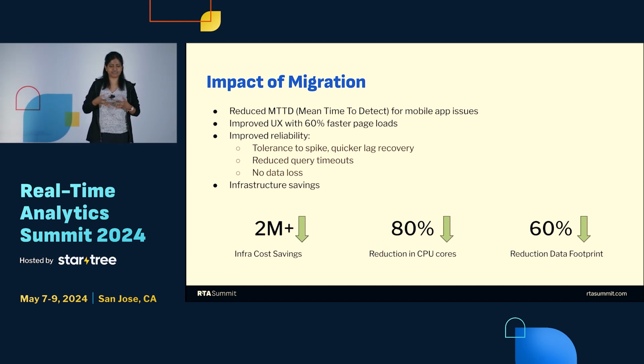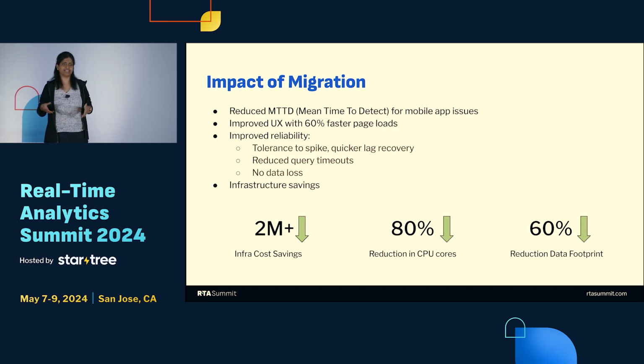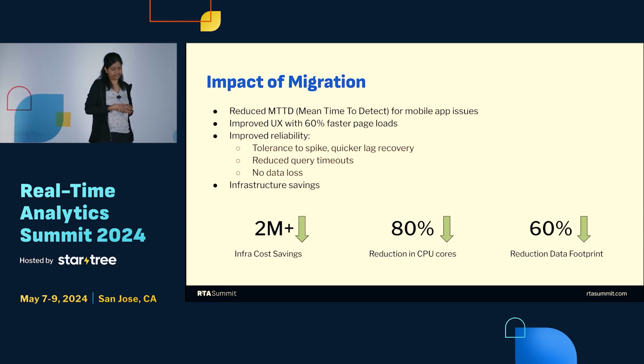And then the last one is the 60% reduction in the data footprint, because you are pre-aggregating a lot more in the Flink pipeline. You are sampling the data, and that reduces your overall footprint. So we were able to bring it to less than 50 terabytes compared to 160 terabytes or more on Elasticsearch.